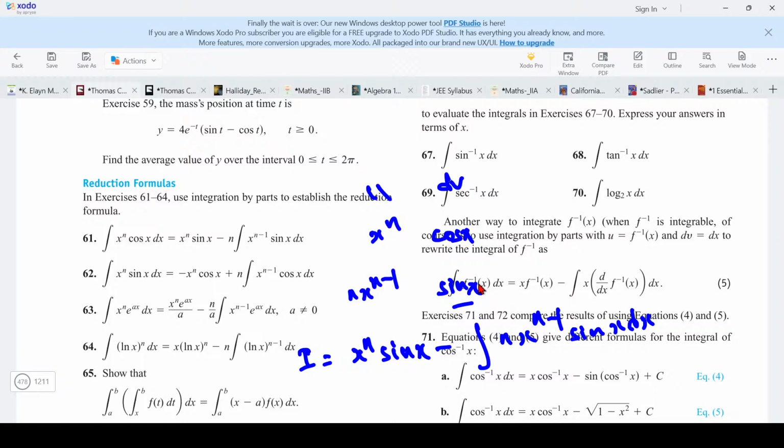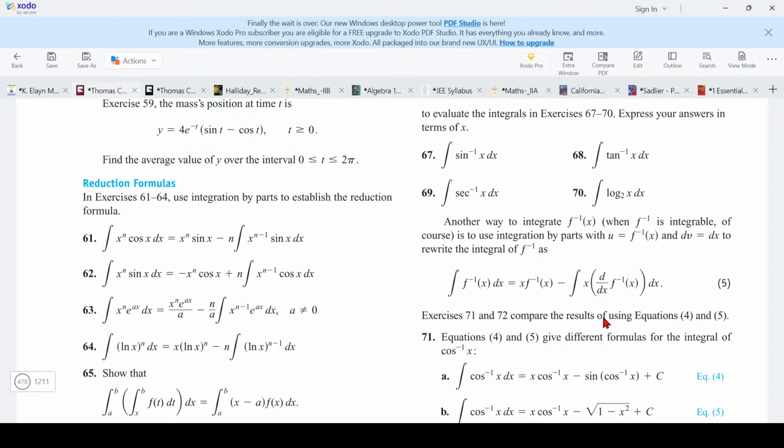Okay, next, 64. Shreyas, you also got this one? Yes, sir. Okay, did I tell you this method, an easy way of doing this integration? For example, ln x whole power n, and this is 1. Okay, this one, what is the first function you are taking?